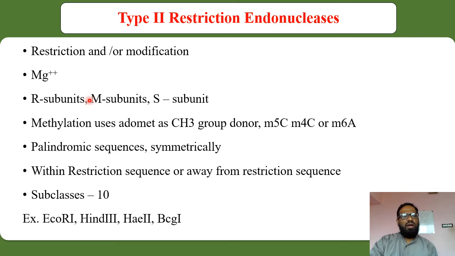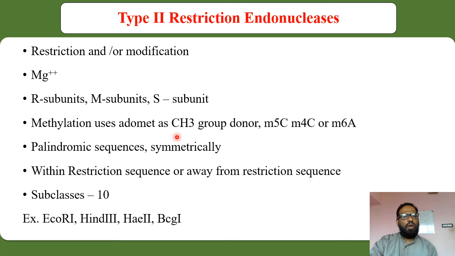And in this we can find that all the three subunits are present, and each subunit has a particular function. We already know what the R subunit is. The R subunit means the restriction subunit, which is responsible for cleaving the phosphodiester bond. The S subunit is mainly responsible for identifying the recognition sequence. And the M subunit is mainly responsible for the methylation reaction, that is the transfer of methyl group from adomate.